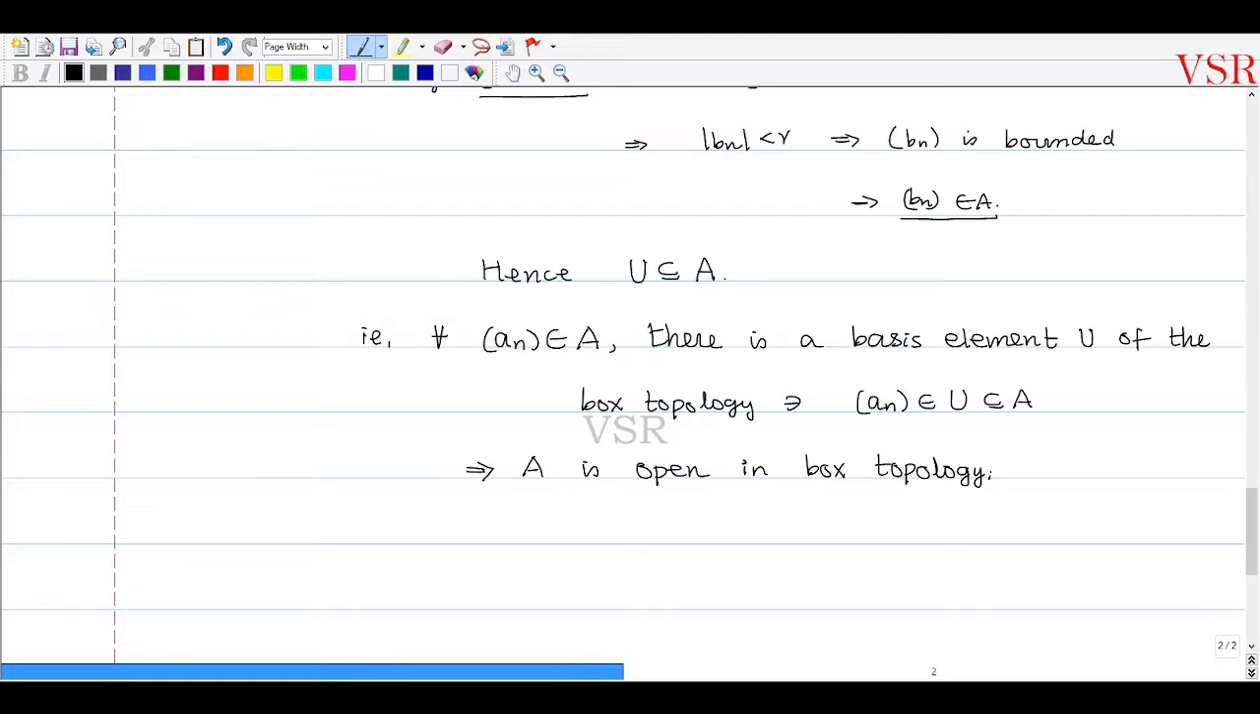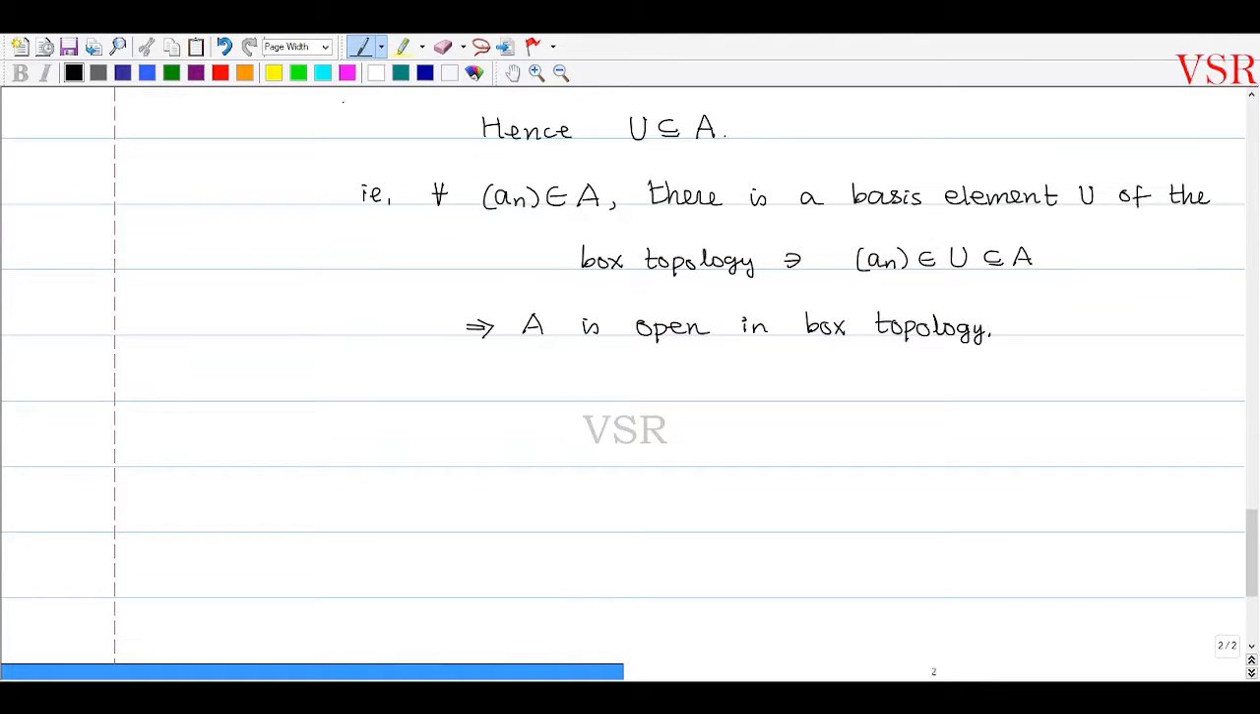Okay. Now we are claiming that B is the next claim. Proof of, okay. Claim that B is also open. Capital B is open in box topology.